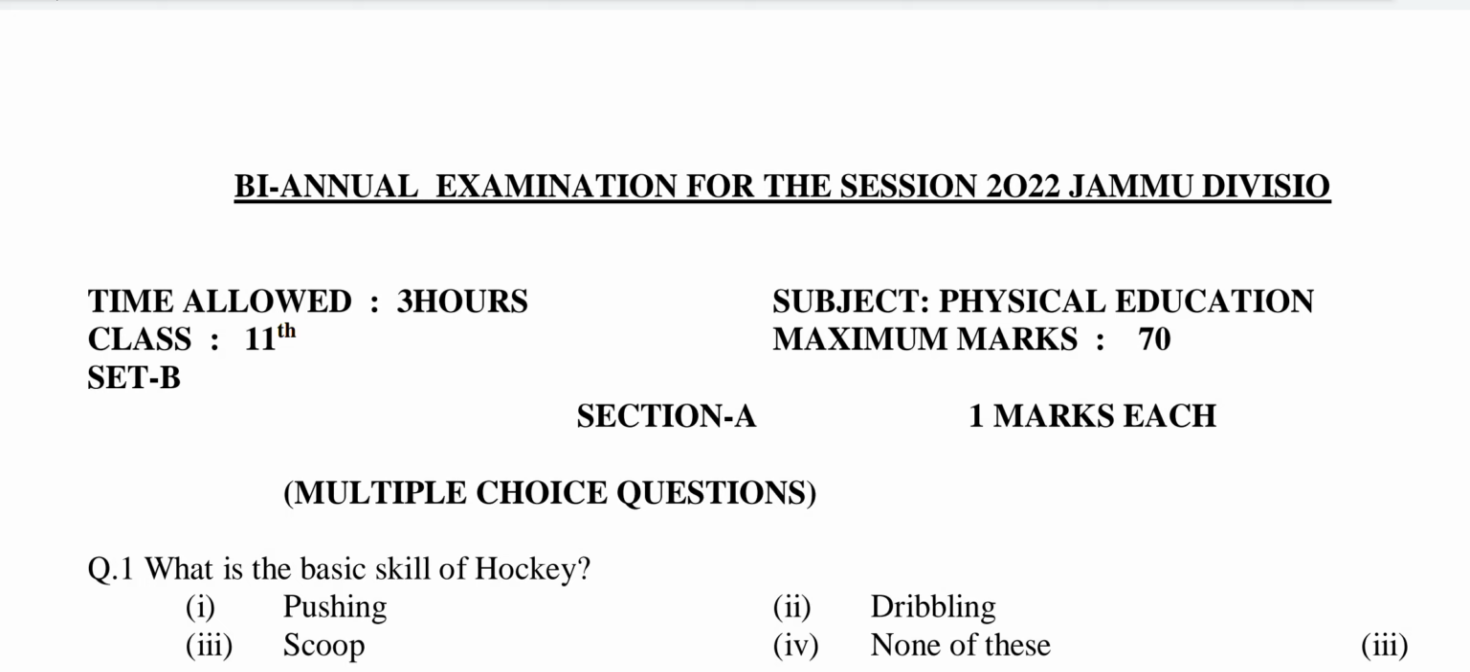Hello dear students, today I am going to discuss the Set B question paper of Higher Secondary Part 1st, subject Physical Education, for the session Biannual 2022 Summer Zone of Jammu Division. I hope that this question paper is helpful for the students who are going to appear during the session Annual Regular 2023 of Jammu Division and Kashmir Division.